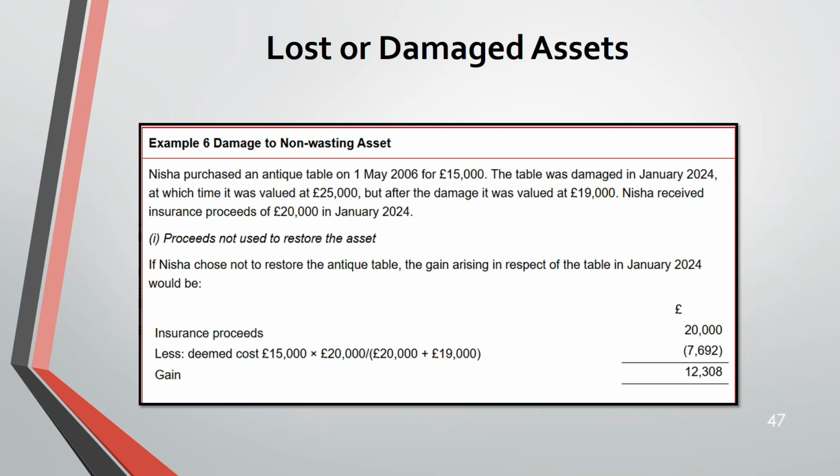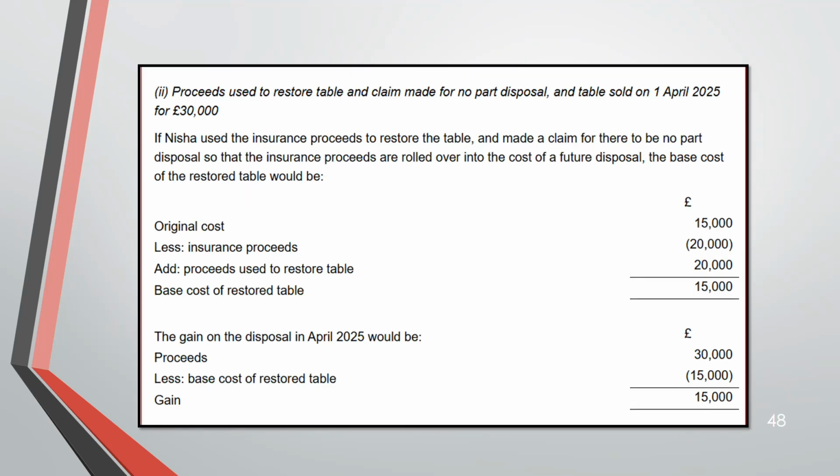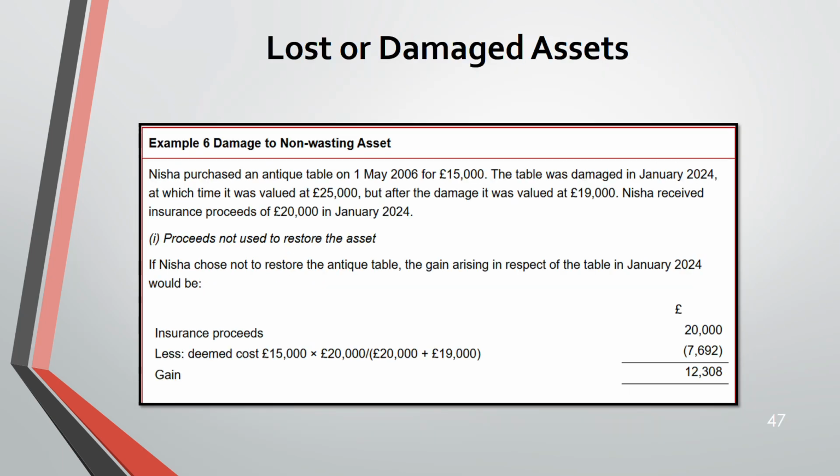So example 6. We will be solving example 6 now. 3 situations are given. Nisha purchased an antique table for 15,000. It was damaged, at which time it was valued at 25,000, but after damage it was valued at 19,000, even less. Insurance proceeds received were 20,000. First situation, proceeds not used to restore the asset.